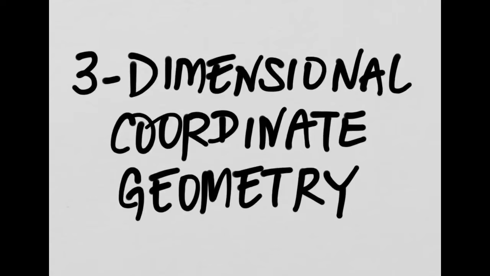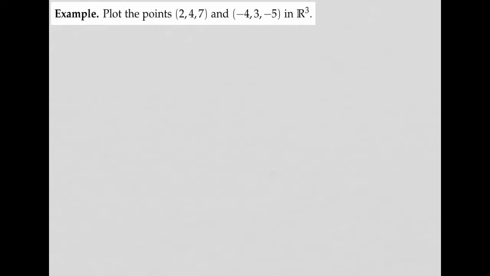In this video, I'm going to go over some examples from three-dimensional coordinate geometry. Let's start with the first example, plotting the points (2, 4, 7) and (-4, 3, -5) in three-dimensional space R3. Let's start with the first point.